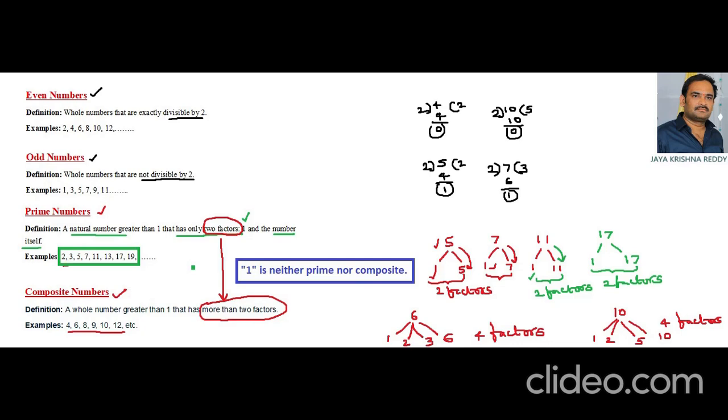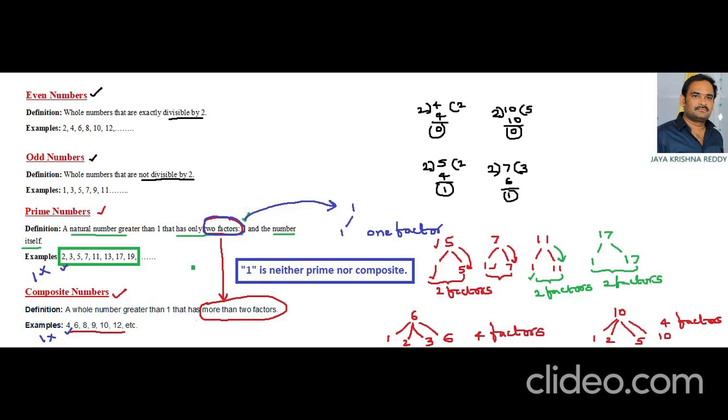You can observe here, prime numbers start with 2 and the composite numbers start with 4, but 1 is not there in the prime numbers list and 1 is not there in the composite numbers list. So we can say that 1 is neither prime nor composite. 1 is not a prime number because 1 is divisible by only 1. So it has only one factor. As per the definition, a prime number should have two factors. But 1 has only one factor, so 1 is not a prime number.